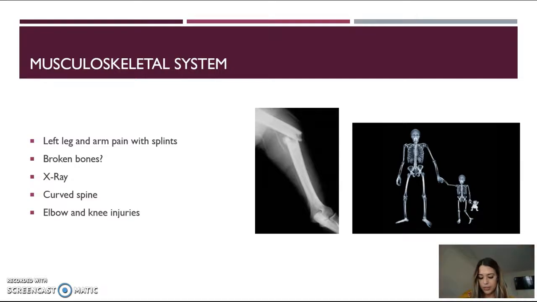The curvature of the spine could possibly be scoliosis, lordosis, or kyphosis. And the x-ray would just be ensuring that there's no further damage to that area. I would also x-ray his elbow and knee, being that there was a bulging of the bone almost to the skin in his elbow, and there was an enlargement of the knee.